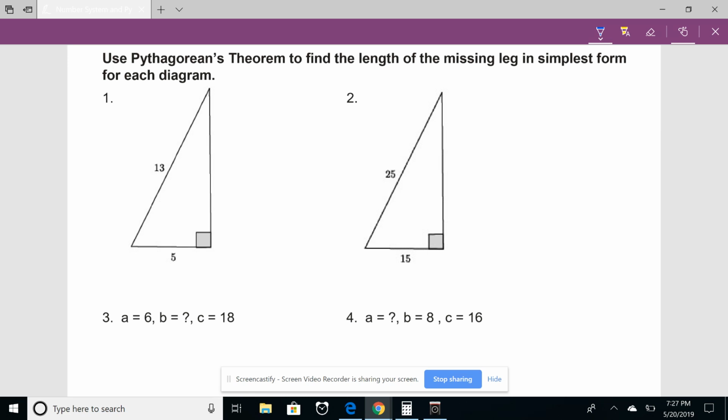In today's video, we're going to be looking at using Pythagorean's theorem to solve for the sides. Now, in the last video, we solved for the hypotenuse. A little bit different when we're solving for the sides. So let's look at number one.